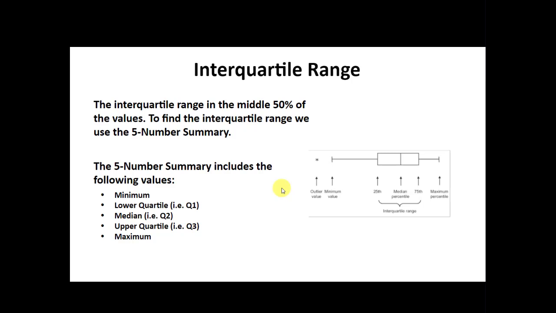In order to find the interquartile range, we actually use the 5-number summary. The minimum value, the lower quartile, the median, the upper quartile, and the maximum value. The interquartile range is the range between the upper quartile and the lower quartile. What we're going to discuss today is when a value can be categorized as an outlier.